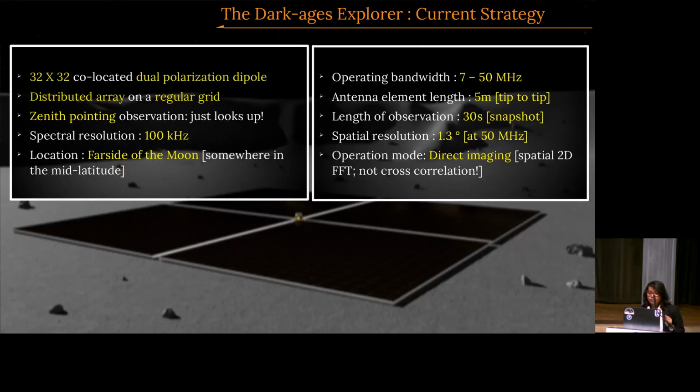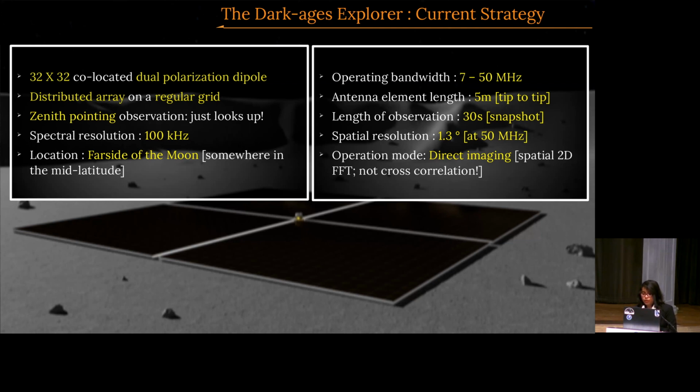Okay, a little bit about the Dark Ages Explorer's current strategy. So we are planning to have a distributed radio array with 32 by 32 elements, having dual polarized dipoles of 5-meter length. And it's going to be a drift scan instrument. It's simply going to look up at the transiting sky. And we are planning to have it on the far side of the moon, as Christian said.